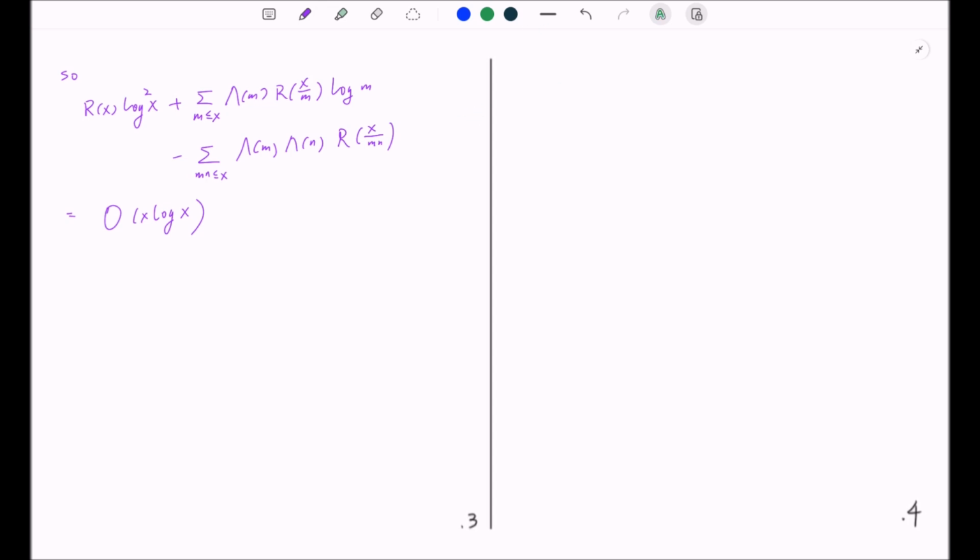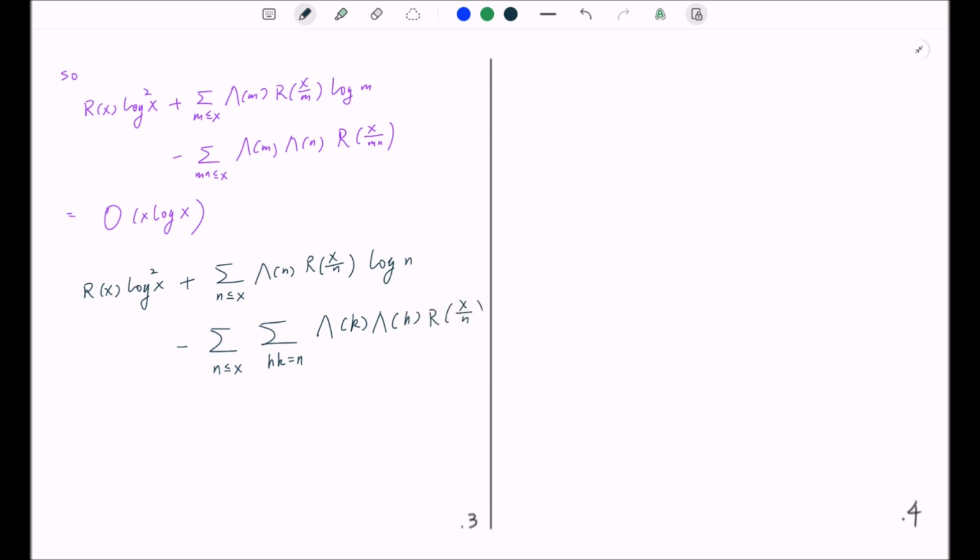And now we do the following. We first change the variable here from m back to n, and we'll change the sum here into a graded sum or stratified sum. For each n less than or equal to x, we look at all hk equal to n, and we take the sum of all of lambda of k lambda of h r of x divided by n. So this is the same as above, equal to big O of x times log of x.